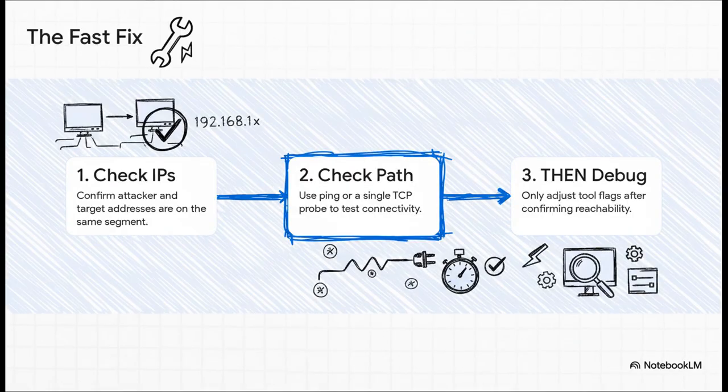Look, the fix is so simple. Just take a breath and do a 60-second pre-flight check. Before you touch a single tool flag, ask yourself, are the IPs on the same network? Can I ping the target? Can I make just one simple connection? You have to validate the path before you blame the tool.